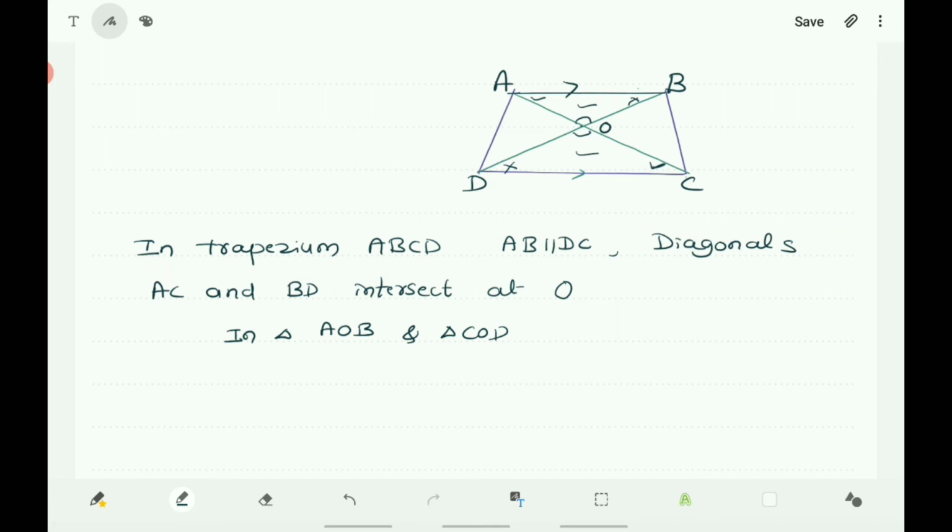So you write the equal angles here. Angle AOB is equals to angle COD. Reason you can give: vertically opposite angles.